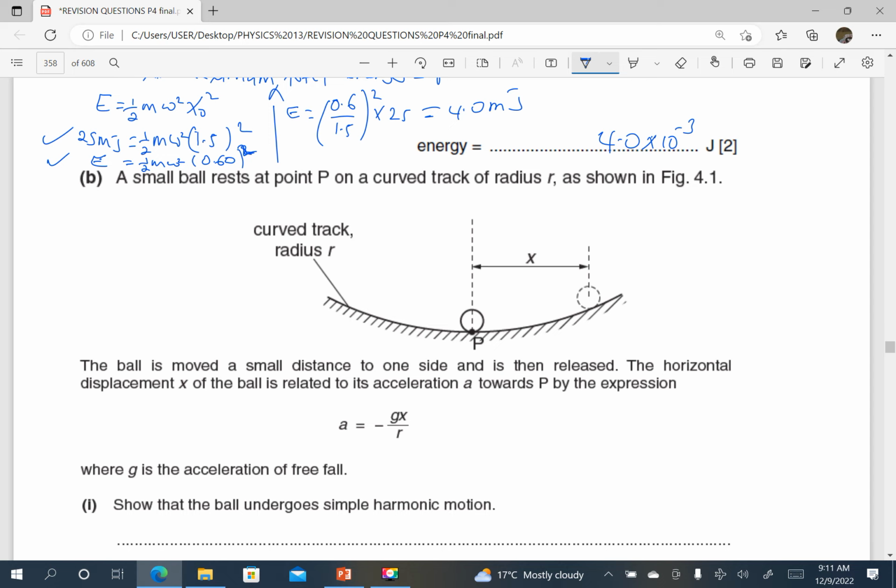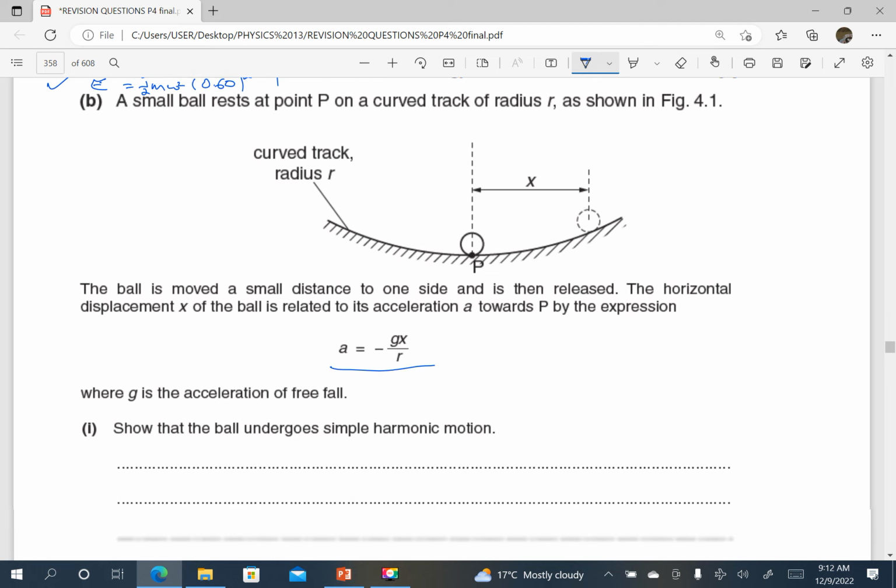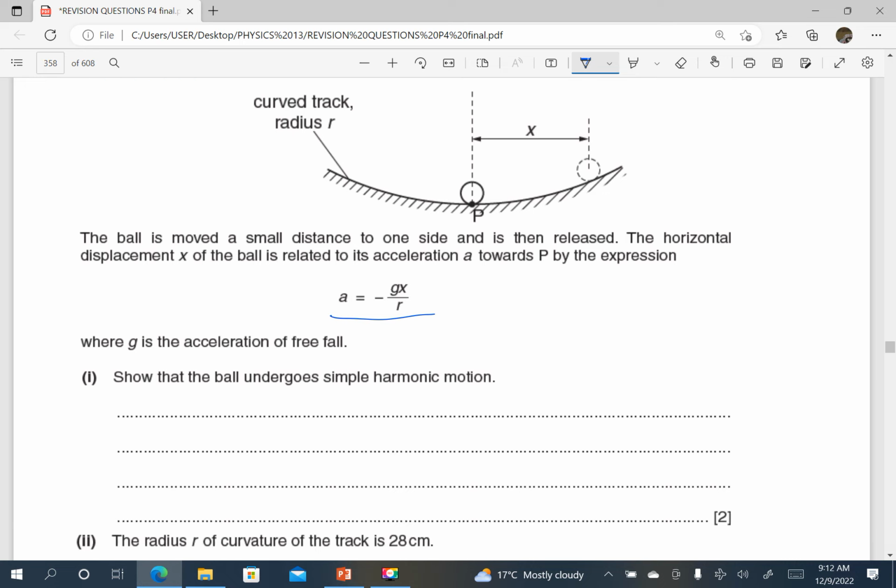A small ball rests at a point P on a curved track of radius r, as shown here. So we see the curved track. The ball is moved a small distance to one side and is then released. The horizontal displacement x of the ball is related to its acceleration a towards P by the expression a is equal to negative gx over r. G is the acceleration of free fall. Show that the ball undergoes simple harmonic motion.